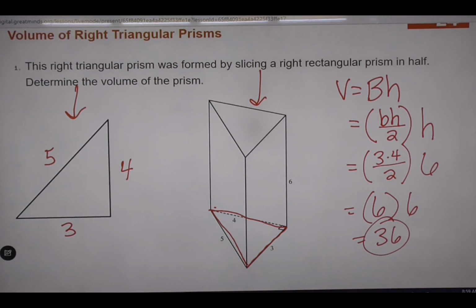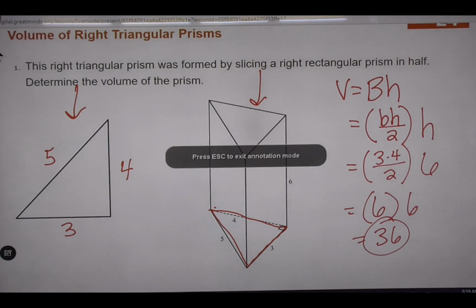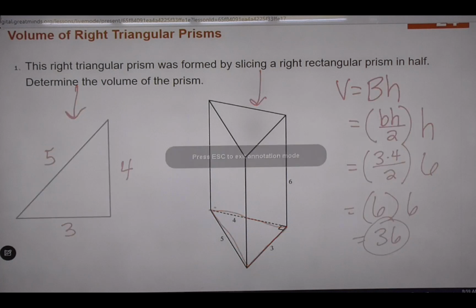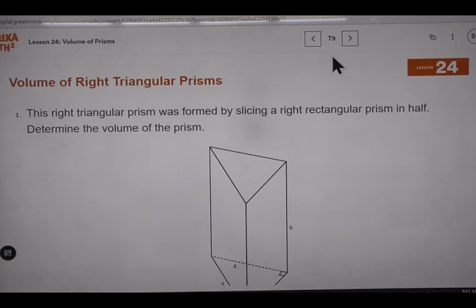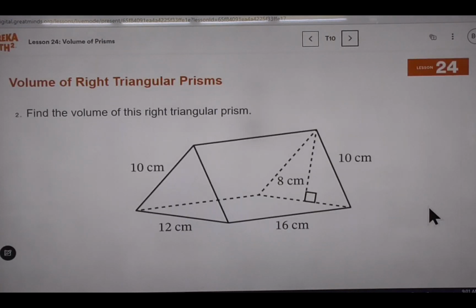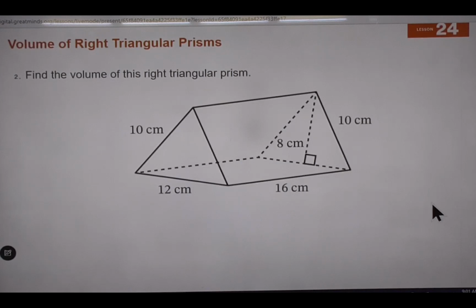Let's take a look at number 2, and you can go ahead and knock number 2 out. Do it the same way we just did this one. If you get confused on the base, draw it on the side somewhere.